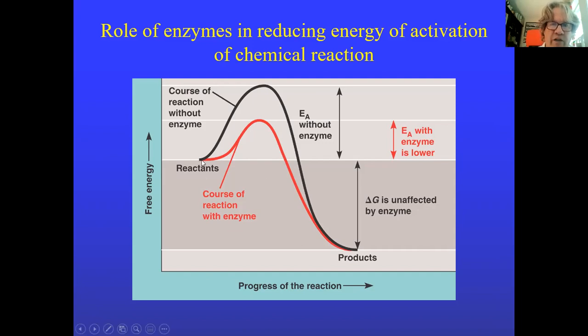The delta G value of this reaction is not changed as a result of the catalyst, because a catalyst only changes the energy of activation required, lowering it, but not the energy of the reactants or the energy of the products. So the delta G value is unaffected. It's just this hump that's lowered as a result of enzyme function.